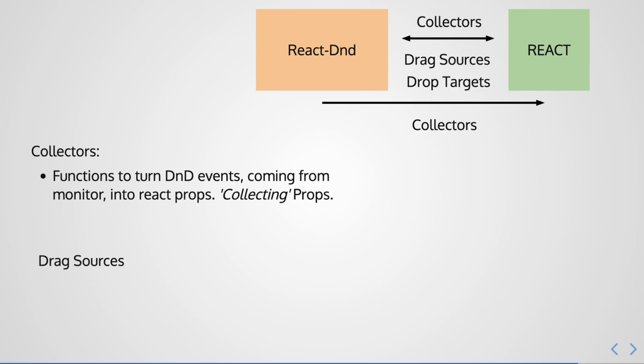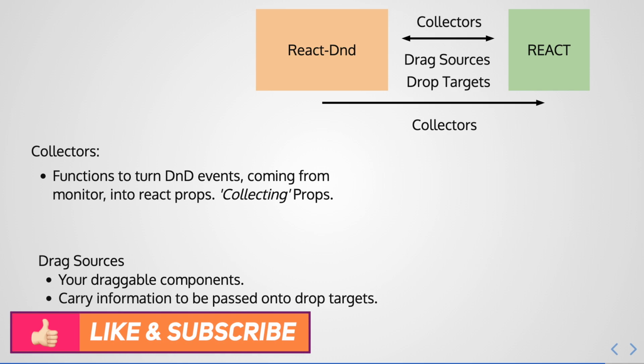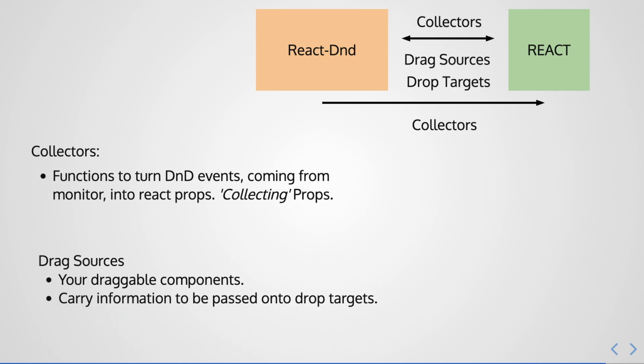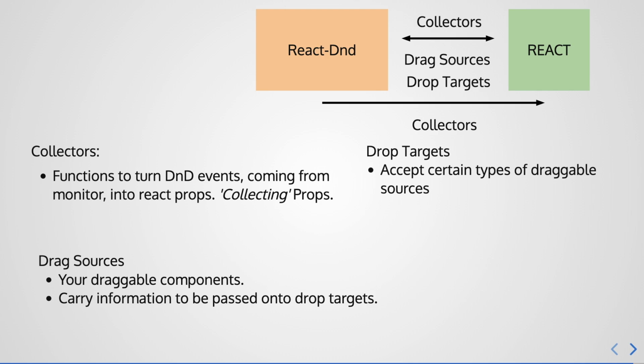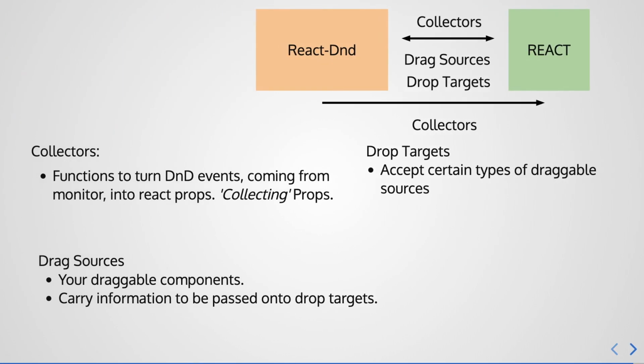And then you have drag sources and drop targets. Your drag sources are simply your draggable components, and they have to have a type, and they might carry information, as in a component prop or different information that you want to pass into the drop targets. The drop targets accept certain types only of draggable sources. Like I just mentioned, if you have a gallery, you can drag an image on that gallery, but you can't drag a task card on the gallery and so on. And actually, I think that's the end.